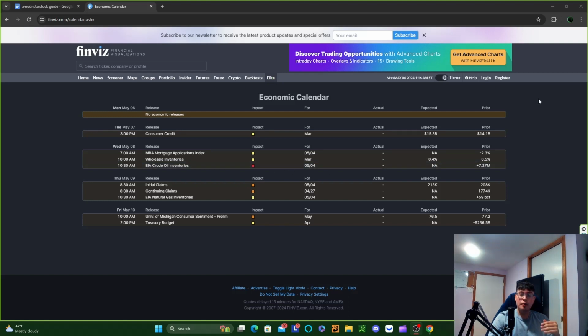Here we are. So we have the prior results, what is to be expected, and what is actual. So actual comes out once the report has been dropped. These are Eastern times. So we are in Chicago, so we will subtract 1 hour from each report, and simple like that. All right, let's get back to it. But this is your best friend, the economic calendar.